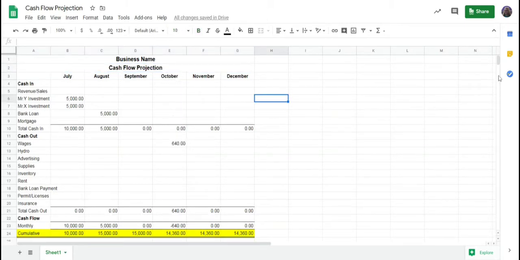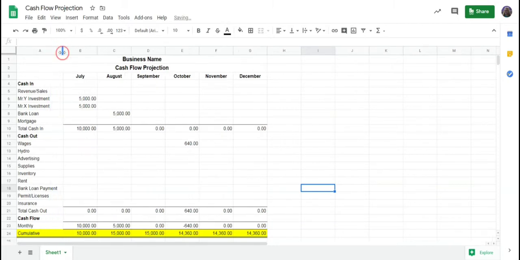The one thing I'm going to point out here, if you have a situation like me where these words go past the edge of this cell, all you're going to do is go up between the cells where it says A and B, that line. You're going to see that arrow change, and you're going to be able to move that over to make space for the rest of your numbers.